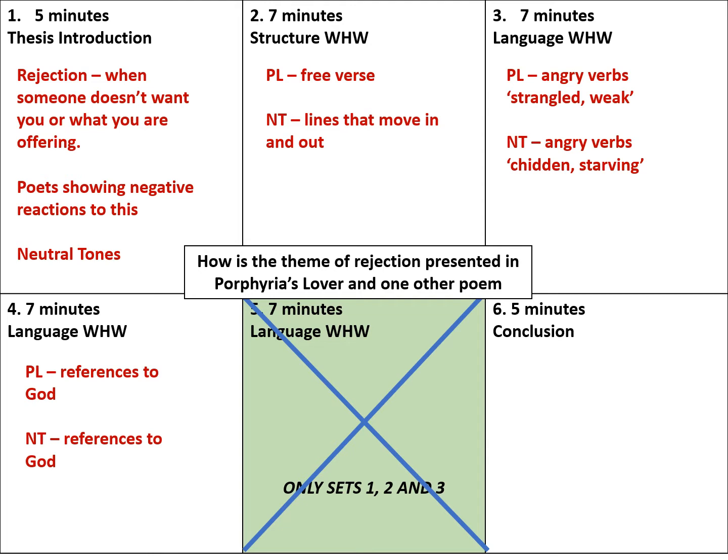I'm now on to my conclusion. My conclusion will be quite short. I'm going to mention rejection again, and then I'm going to tell the examiner all of the devices I have spoken about. So for structure, it was free verse and uneven stanzas, and for language, it was angry verbs and references to God. Pause your recording now to write down your notes for the conclusion.